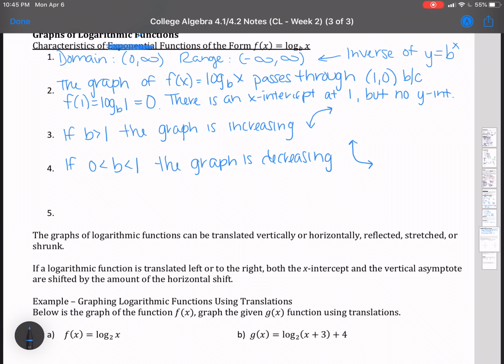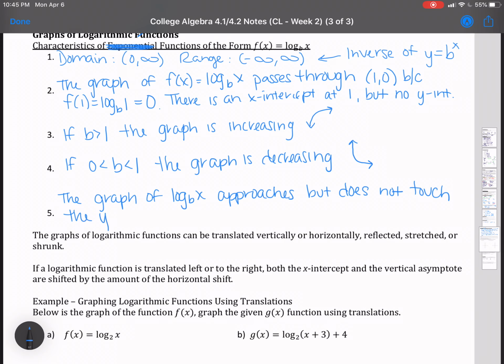All right, and our fifth property says that the graph of log base b of x approaches but does not pass, or how about saying it does not touch the y-axis, which is a vertical asymptote at x equals 0.